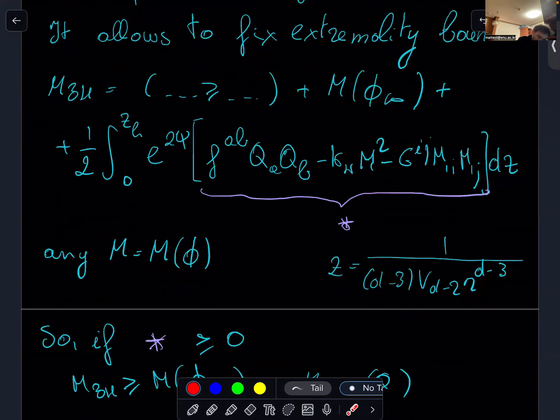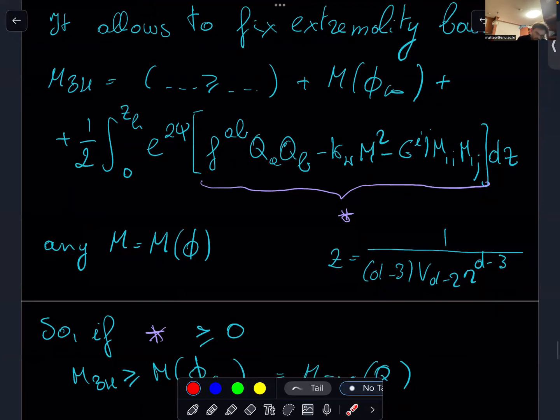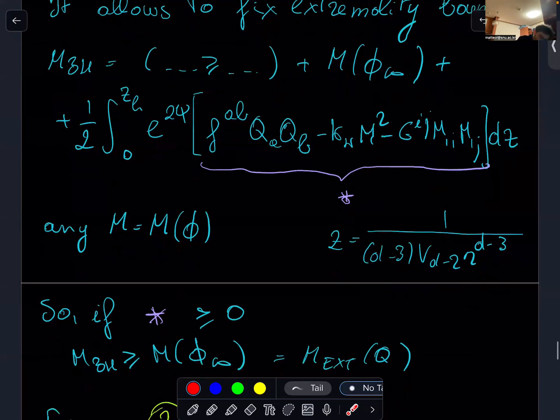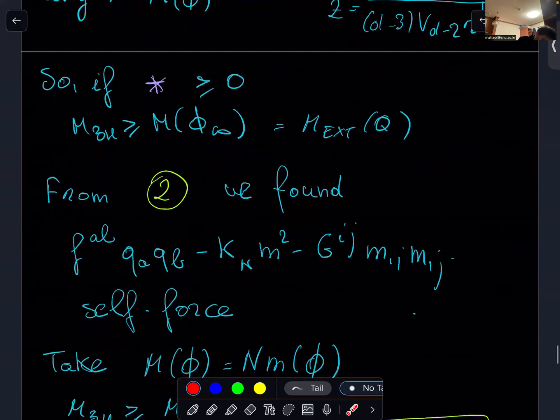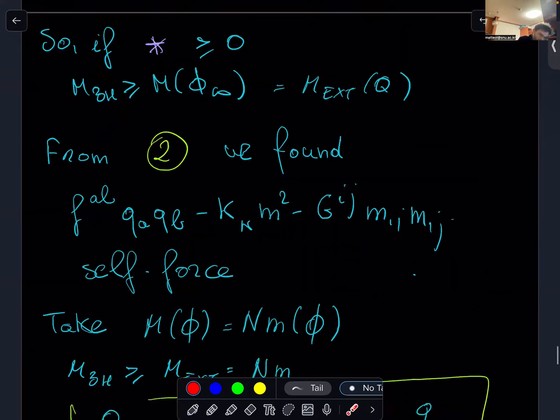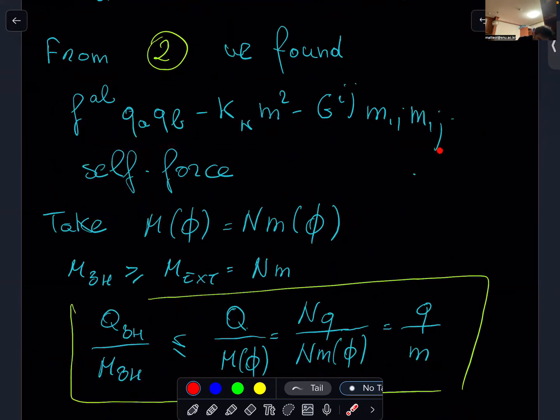This expression is for a charged black hole of charges Q_A, Q_B, and then M is an arbitrary function of the moduli. But then take star and do the following. So this is the statement. Star looks very much like the self-force of a charged particle that we had just computed in point 2, which is here. The only difference is that the charge of the black hole was the large Q. This is small q, and then these are the little m's. That was a large M.